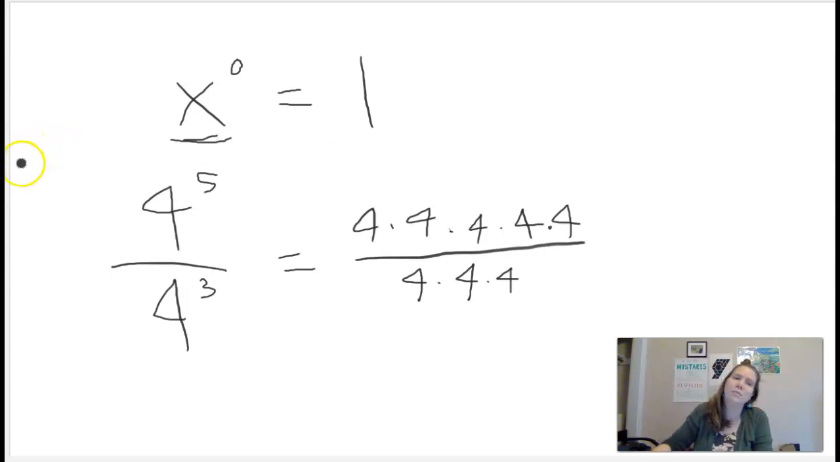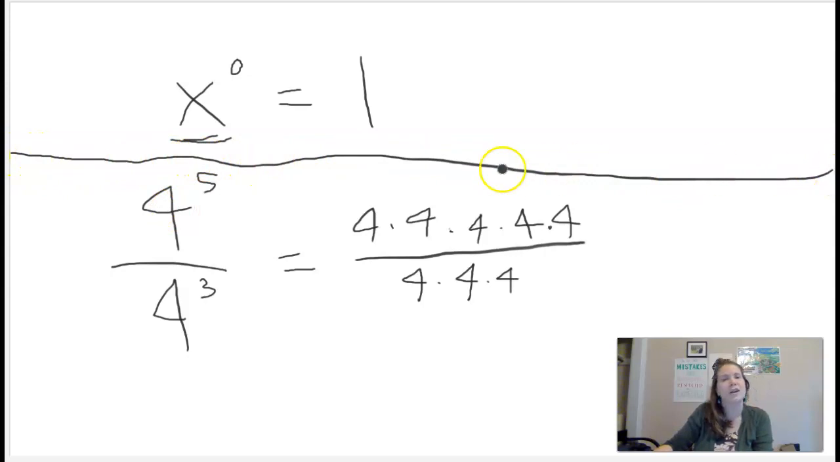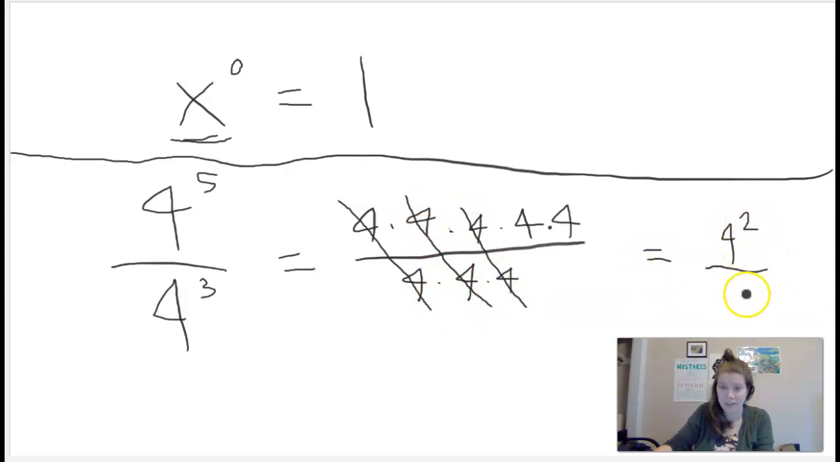Another thing you can do is you'll see problems that have powers and other powers. So we might have 4 to the 5th on top and 4 to the 3rd on the bottom of a fraction. That means I have 5 4s on top, 3 4s on bottom, and we know that we can simplify fractions by canceling. We end up with 2 4s on the top and nothing, the multiplication version of nothing, which is 1 on the bottom.